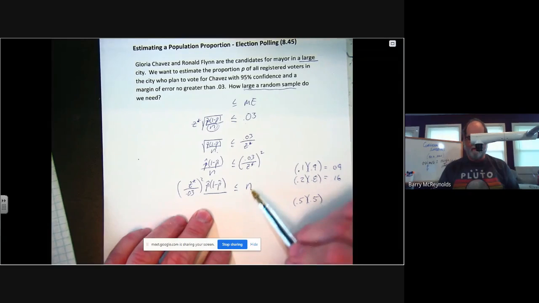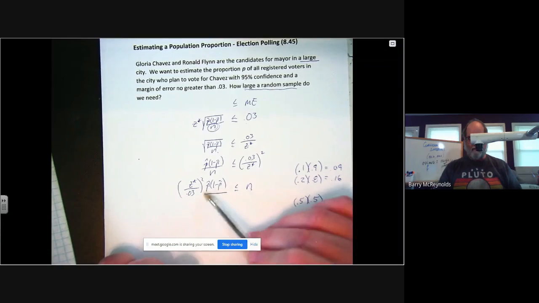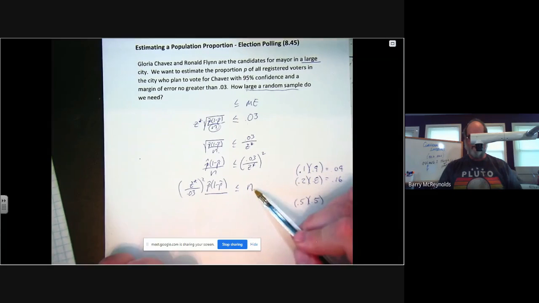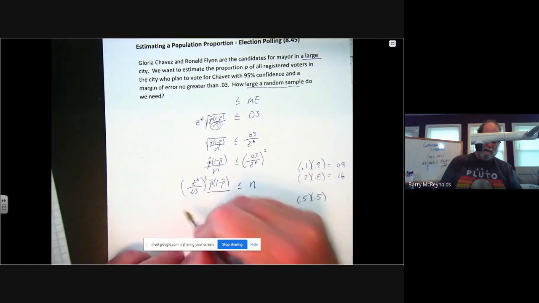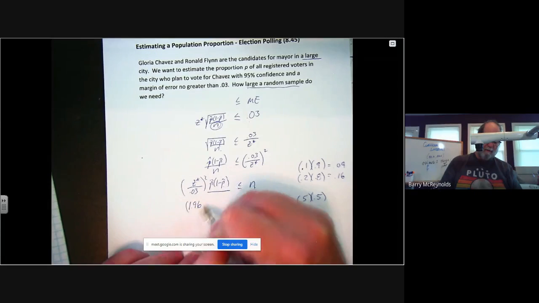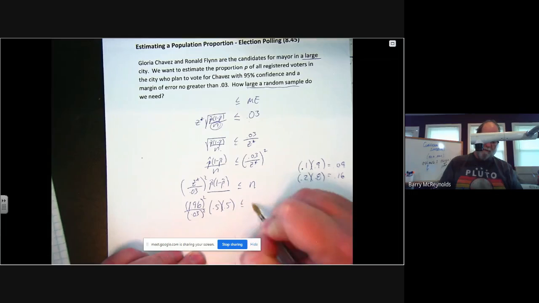So when you're calculating the sample size that you should use for your survey, you don't know p hat. So what you want to do is make sure your survey is as large as it could possibly be. So we're just going to use 0.5 times 0.5 here. So we'll take 1.96 squared over 0.03 squared times 0.5 times 0.5.